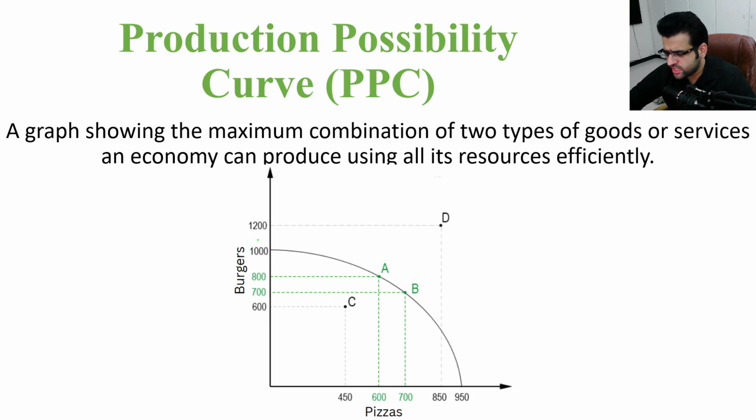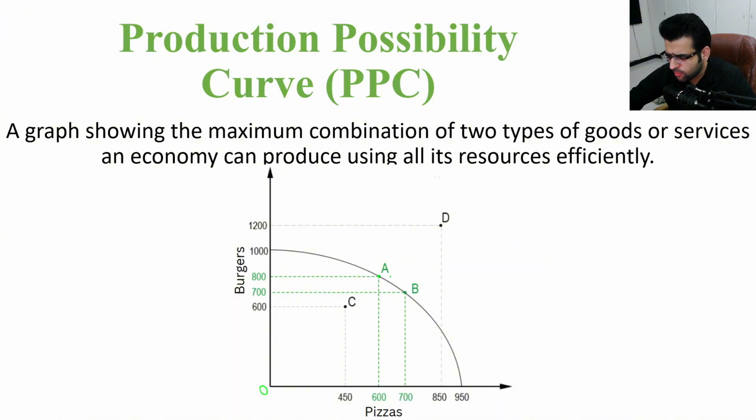So if you look at this graph here, this is 0. Okay. And now on the y-axis we have burgers. And on the x-axis we have pizzas. So if you see, on point A, what are we producing? We are producing 800 burgers and 600 pizzas. Okay, this is point A. Correct? So at point A, we are producing 800 burgers and 600 pizzas.